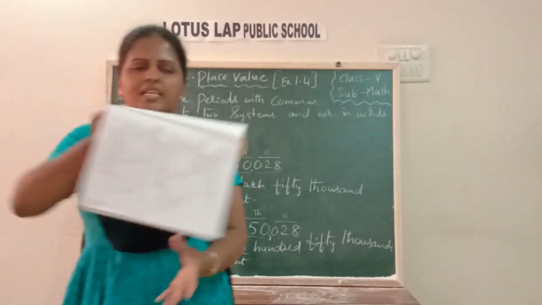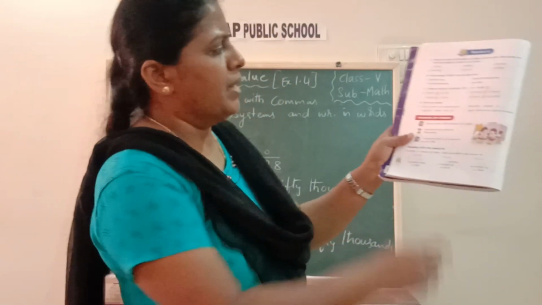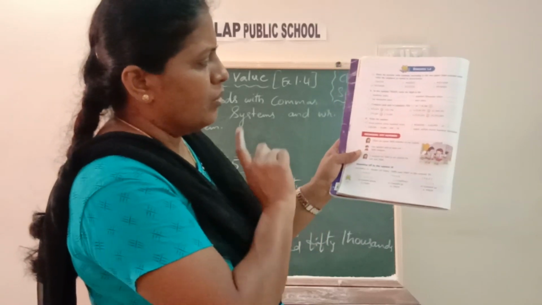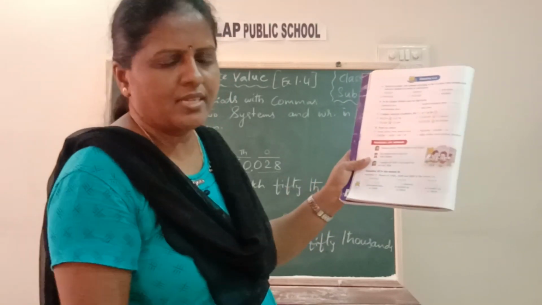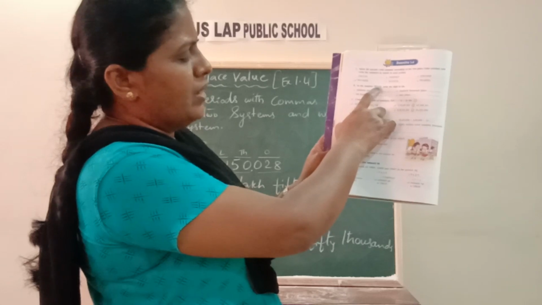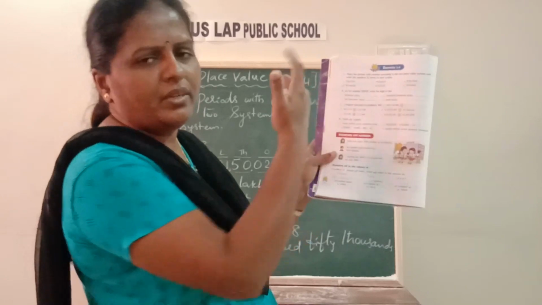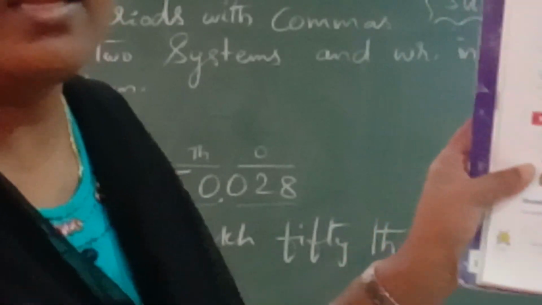Next let us see the second bit, children. The second bit is very easy, you just need to fill the blanks here. A number is given here: 7, 8, 3, 4, 2, 5. No commas are given there, but you keep commas according to the international system. So after 3 digits, it becomes 783,425. Now you need to write down, the places are given here. You need to just write down what digit is there in that place, children.